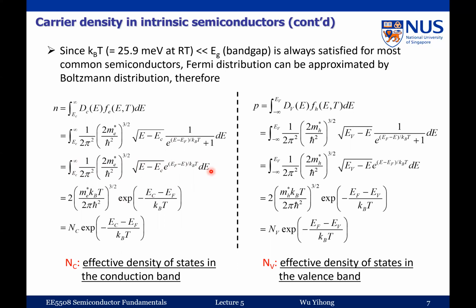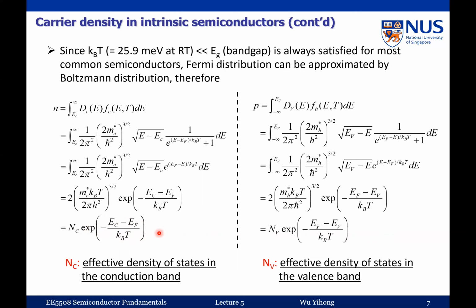So eventually, after the integration with respect to E, you obtain this very nice, interesting form. Basically, the carrier density is given by a prefactor, which you can see is a function of temperature only, because if the semiconductor is fixed, the effective mass is fixed, and h is the Planck constant, and kB is the Boltzmann constant. So it only depends on temperature, right? And then it is multiplied by another very important term, which has an exponential form: exponential of minus EC minus EF divided by kBT.